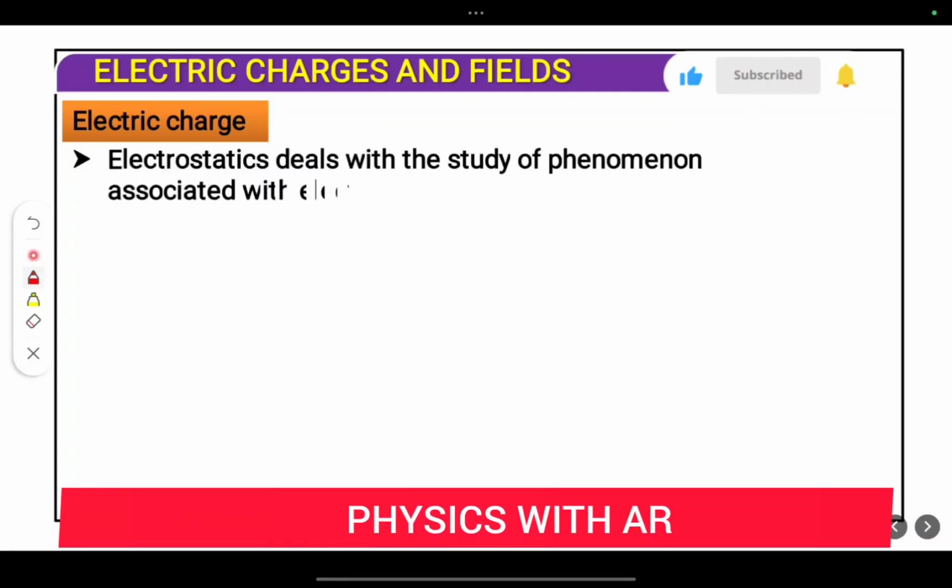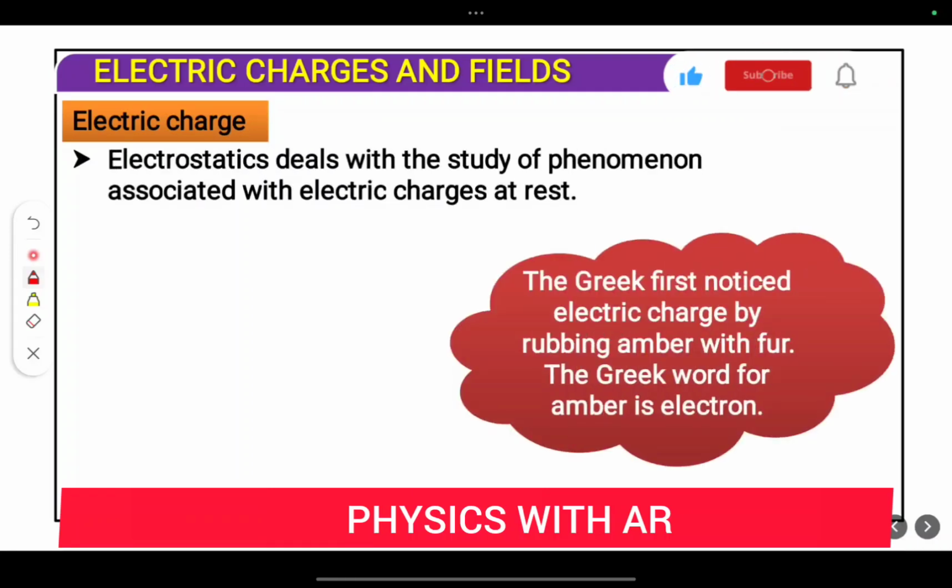Today we are going to discuss the chapter electric charges and fields. In that we are going to discuss the concept of electric charge. So what is electric charge?